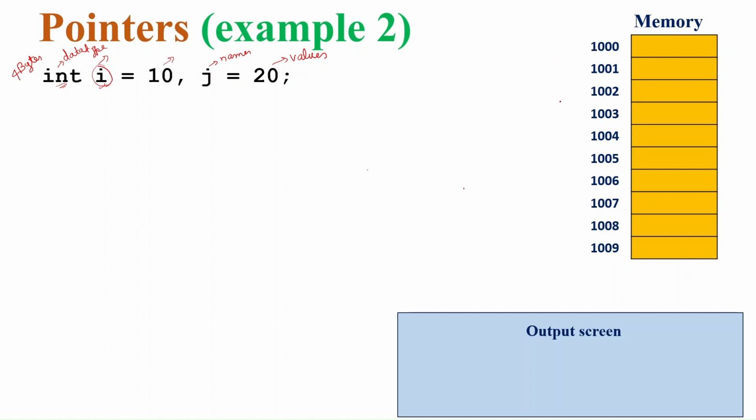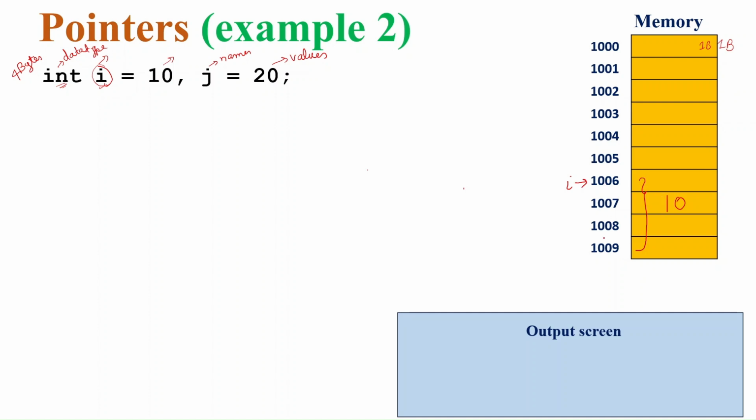Suppose i is given memory location 1006. So from 1006 it will occupy 4 bytes of cells. Suppose in this example, each cell is 1 byte of space. So it is going to occupy 4 bytes of space from 1006 to 1009, and the value that is stored here is 10. This value 10 occupies 4 memory cells.